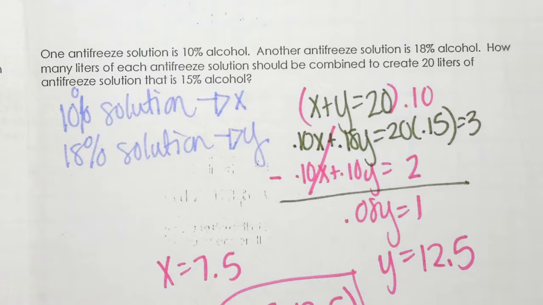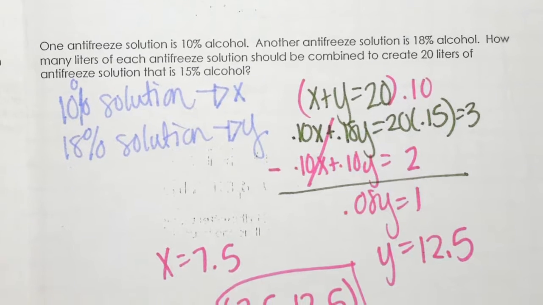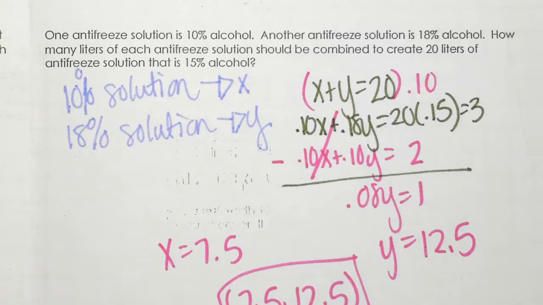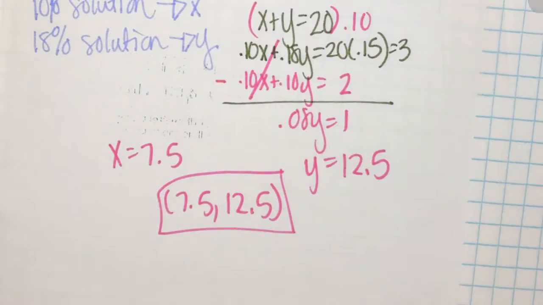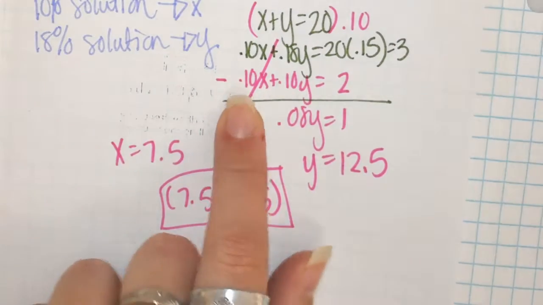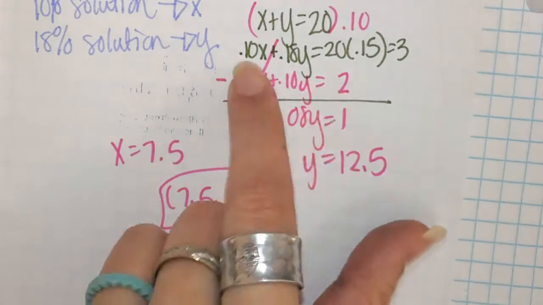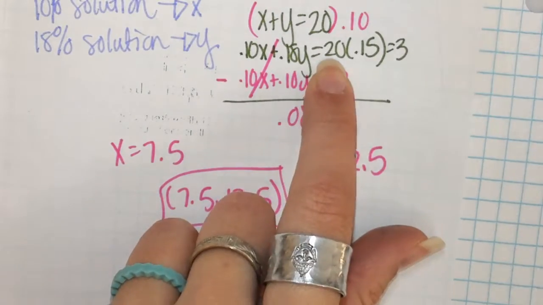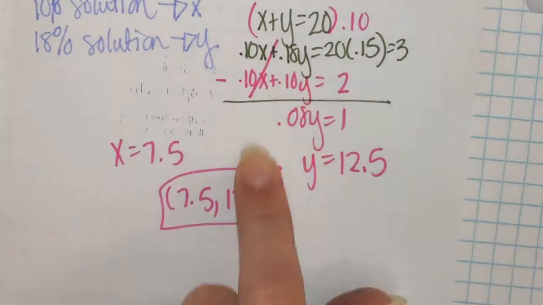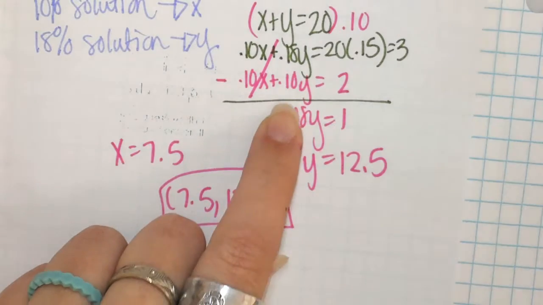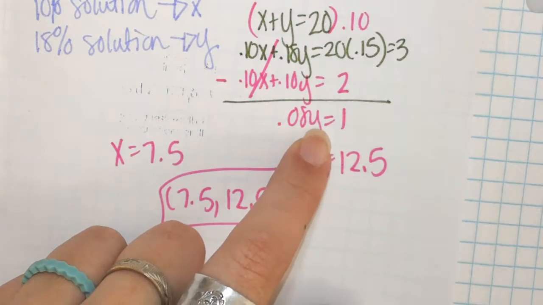Get 7.5 and 12.5? Yes. Woohoo! Take a point for your team. All right, so I decided to eliminate x so that I didn't have to multiply everything by 0.18 and get weird numbers. So I multiplied everything by 0.10, and I got 0.10x plus 0.10y equals 2. And then this turned into 3 when you multiply 20 by 0.15. So I subtracted straight down. 0.18 minus 0.10 gave me 0.08y.